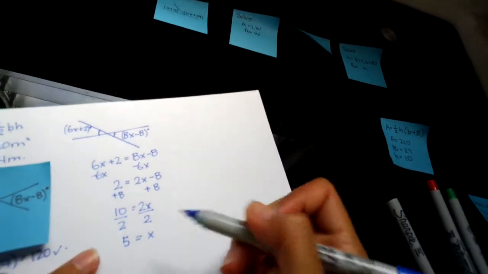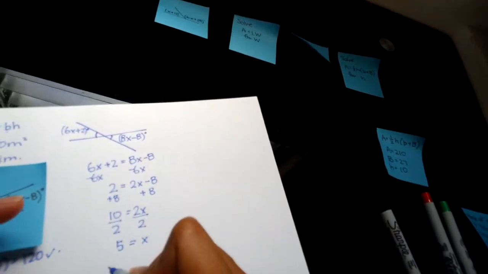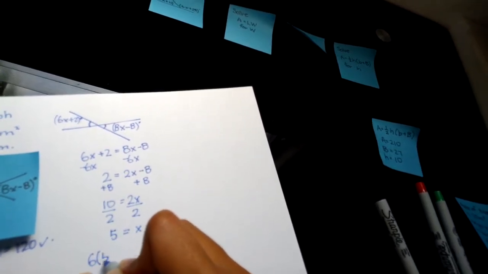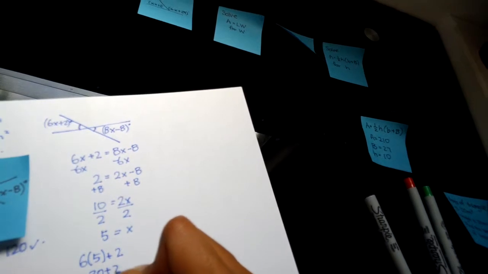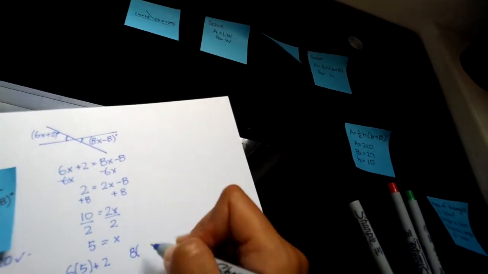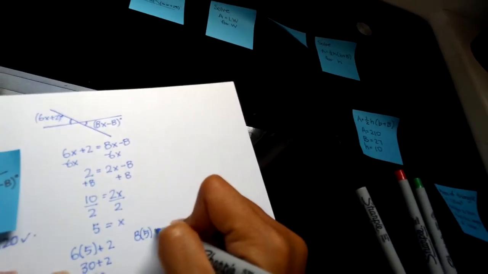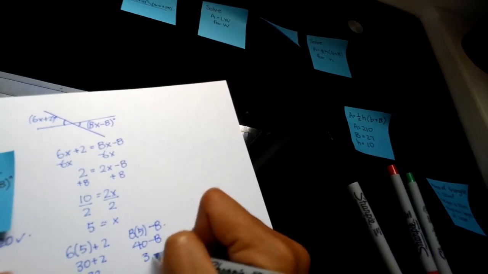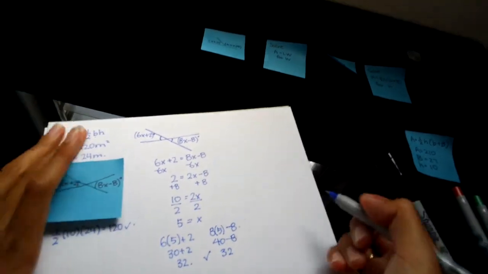But that's not the answer, right? The answer is what the degree is. So while I'm checking, I'm going to find out what the degree is. So 6x, which is 5, plus 2. That's 30 plus 2, so it's 32. And to make sure that it was right, I'm going to do it with the other side. So 8 times x, which is 5, minus 8. That's 40 minus 8, which is 32. So I know that I found it right.